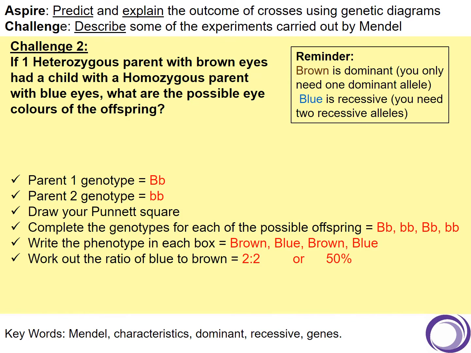Okay, so to summarise what the video's just said, you had one heterozygous parent which would have the genotype big B little b. The other parent was homozygous recessive, so two small b's. You drew your Punnett square. The genotypes you come out with were big B little b, little b little b, big B little b, or little b little b. The phenotype you should have written in each box, starting top left, was brown, top right blue, bottom left brown, and bottom right blue. And the ratio of blue to brown was 2/2, or 50% blue or 50% brown.